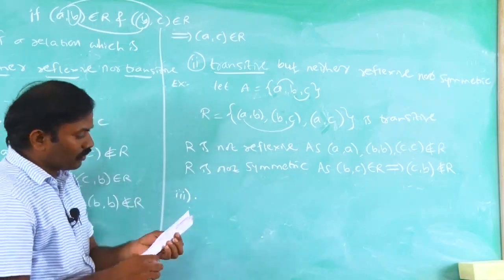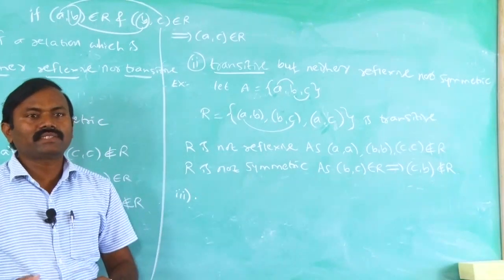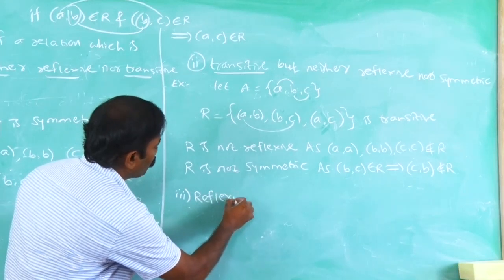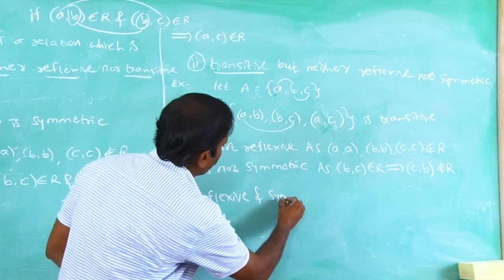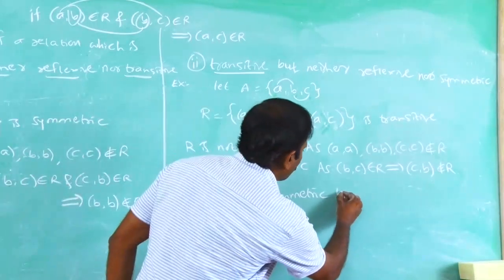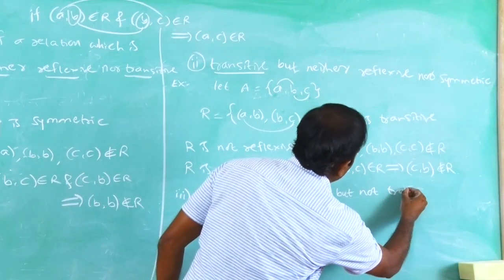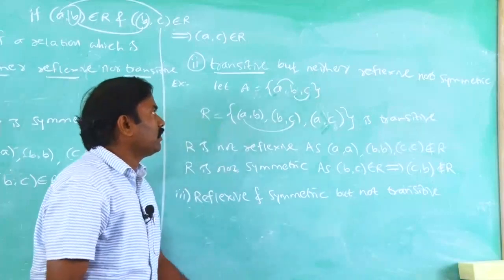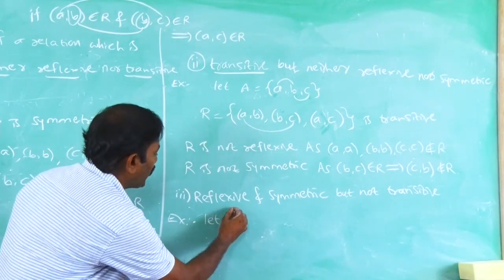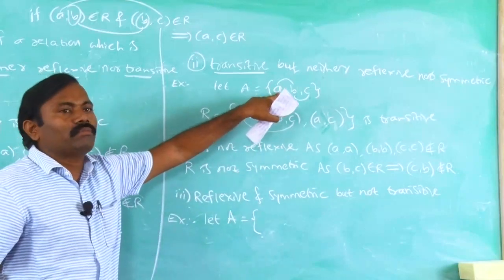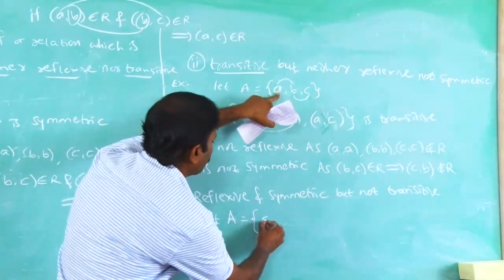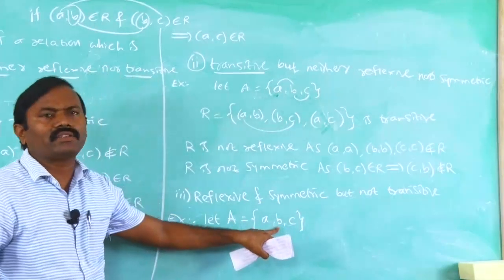Now take a third example: reflexive and symmetric. Give an example of a relation which is reflexive and symmetric but not transitive. We can take in general three elements, or take any three real numbers. For example, let A equal to, in general, a, b, c, or in place of a, b, c take any three real numbers.